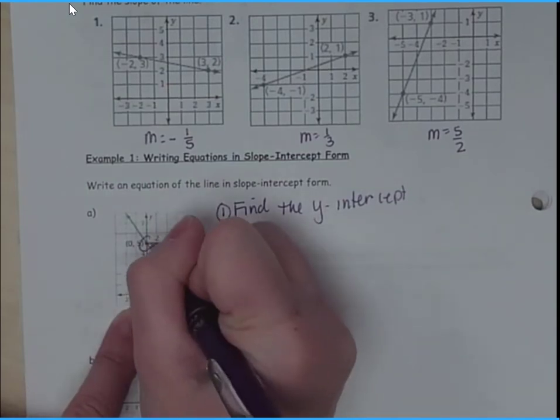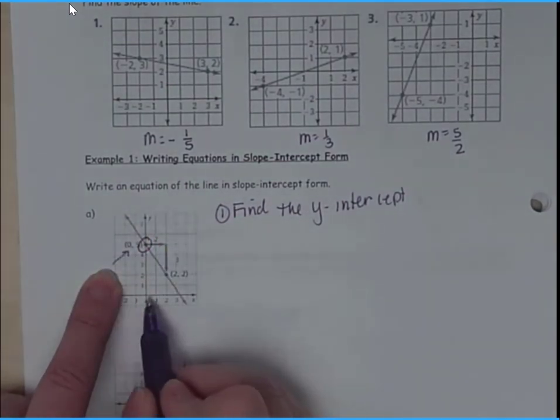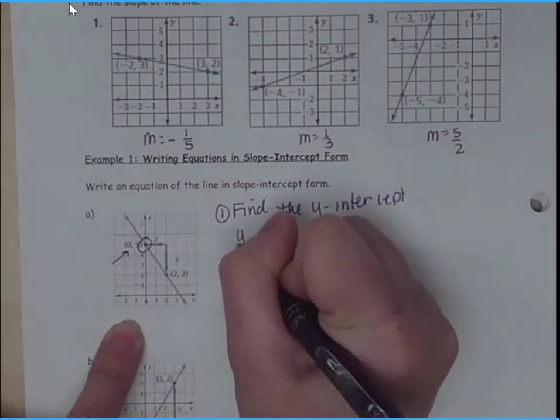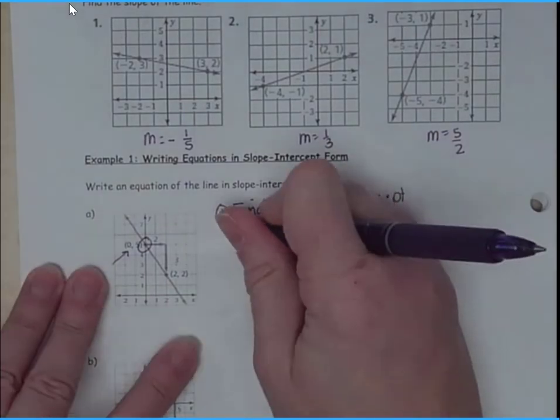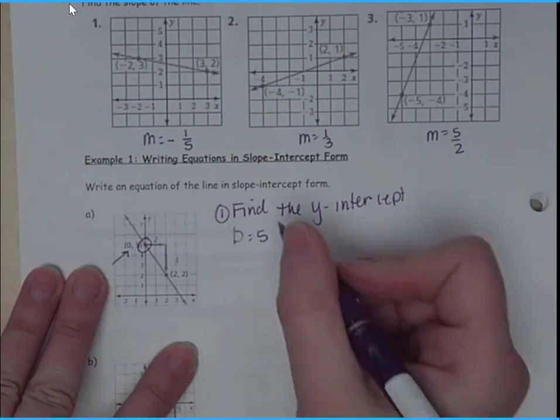So if I look here, it crosses the y-axis. Remember, x is 0 because we're not going to move left or right, and we're only going up. So it crosses the y-axis at 5. So y equals 5. Now, the second thing, oops, not y. Oh my gosh, so silly. That's b. I'm sorry, b equals 5.